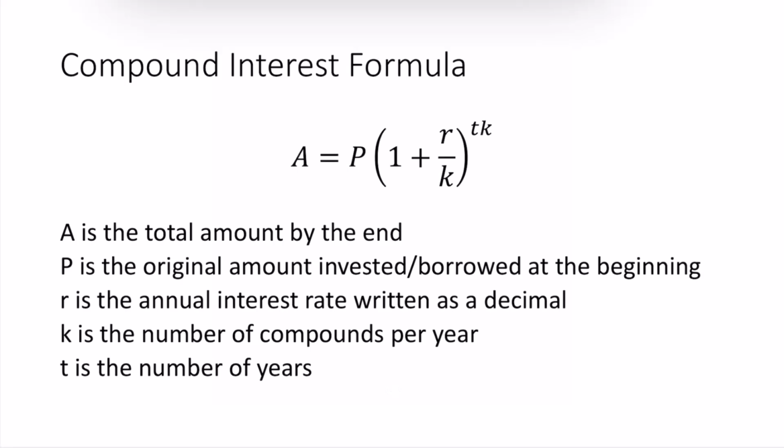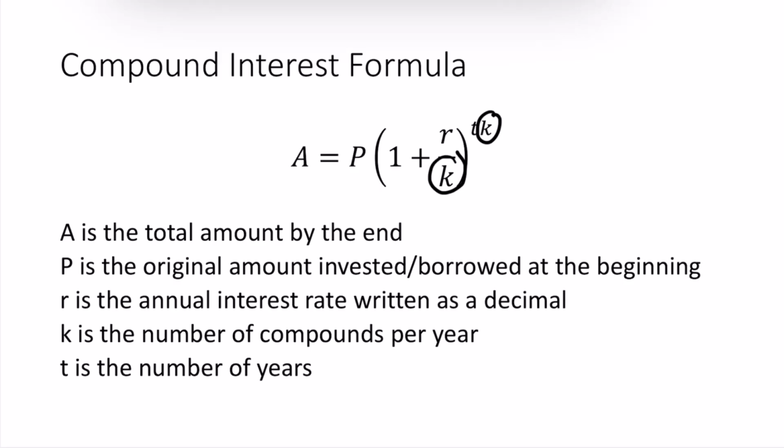All right, so in previous videos we've talked about the compound interest formula, and in that formula, K stands for the number of compounds per year. So if it's compounded monthly, then K equals 12. If it's compounded quarterly, K equals 4. And the bigger the number that K is, the more money you're going to make in interest, because K represents how often you earn interest.